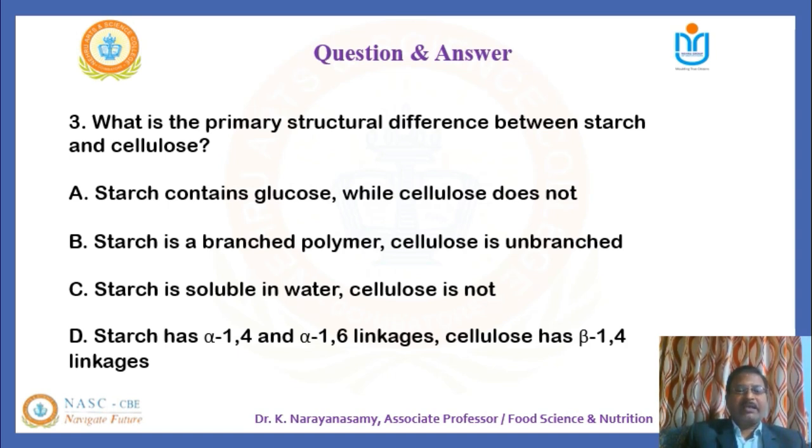Next one. What is the primary structural difference between starch and cellulose? A. Starch contains glucose while cellulose does not. B. Starch is a branched polymer. Cellulose is unbranched. C. Starch is soluble in water. Cellulose is not soluble. And D. Starch has alpha 1,4 glycosidic linkages and alpha 1,6 linkages. But cellulose has beta 1,4 linkages. The answer is D. Starch has alpha 1,4 and alpha 1,6 linkages. Cellulose has beta 1,4 linkages only.